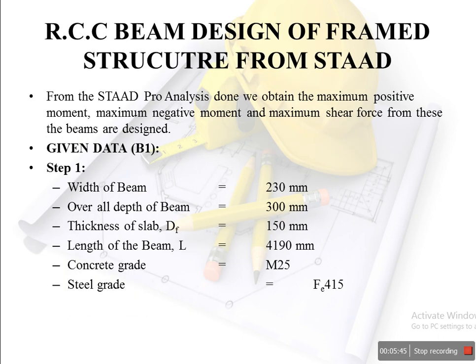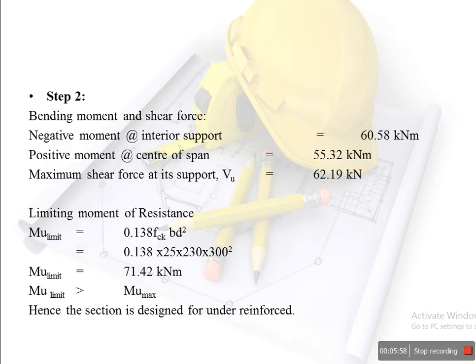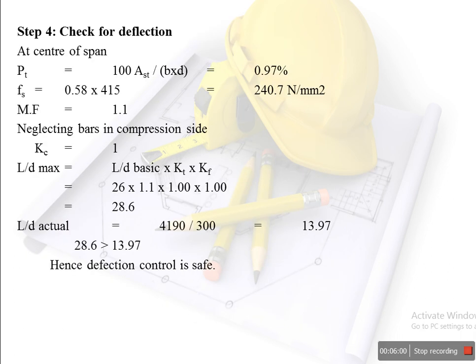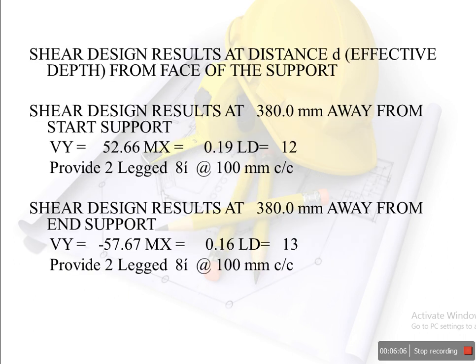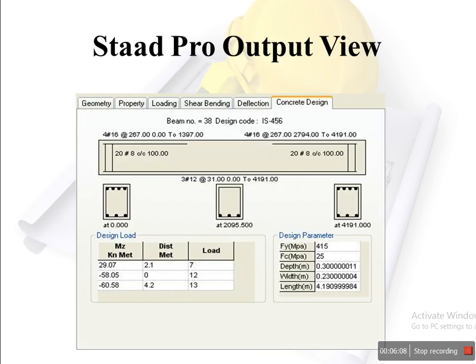This is the design of the frame structure, beam design. Given data: width of beam 230 mm, overall depth of beam 300 mm, thickness of slab 150 mm, maximum length of the beam is 4190 mm. Concrete M25 and Fe415. Beam number 35 is the maximum length of the beam. Start for output view.